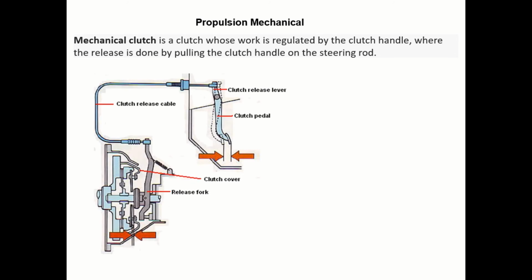Propulsion mechanical clutch. A mechanical clutch is a clutch whose work is regulated by the clutch handle, where the release is done by pulling the clutch handle on the steering rod. This is the picture of how a mechanical clutch works.